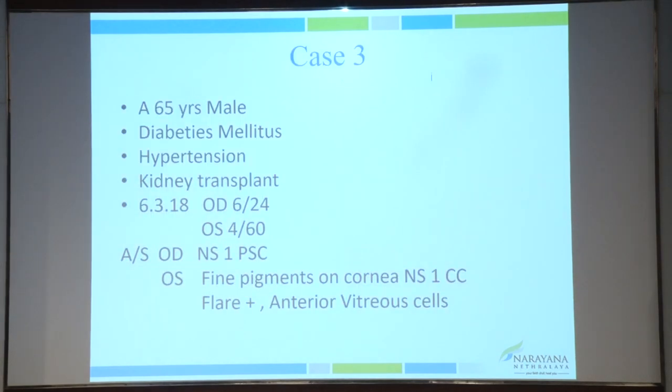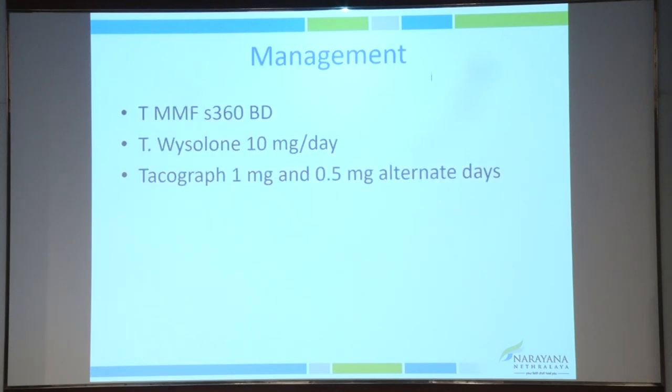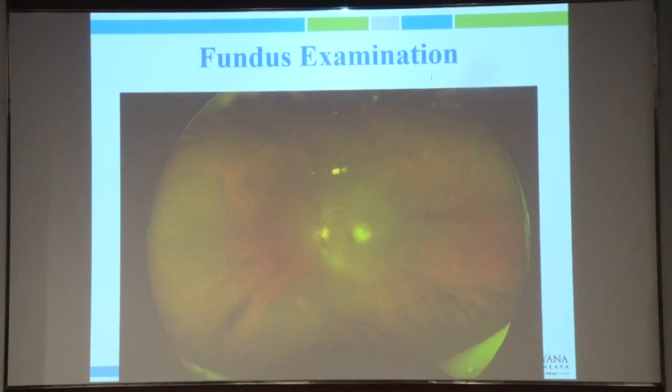Case 3 is a 65-year-old male, diabetic, hypertensive, who underwent a kidney transplant and presented with blurred vision. He was on MMF, Wysolone, and tacrolimus, systemic immunosuppressive therapy. On fundus examination, the media was clear, and you can see a unifocal retinitis in this case.